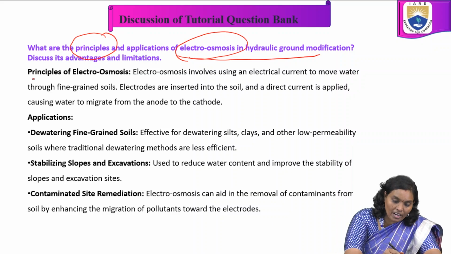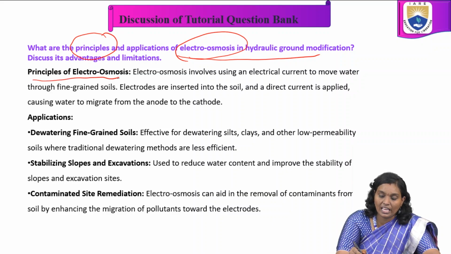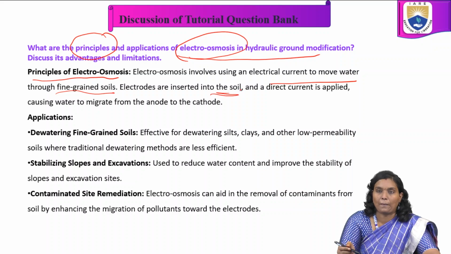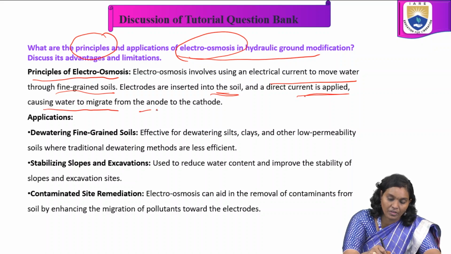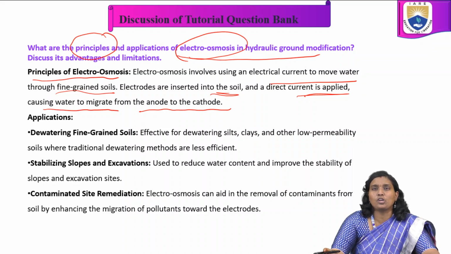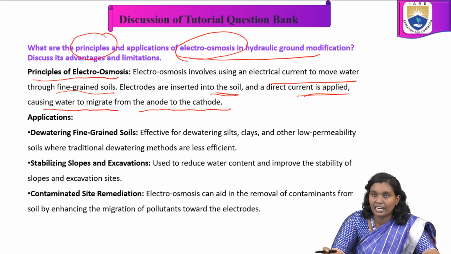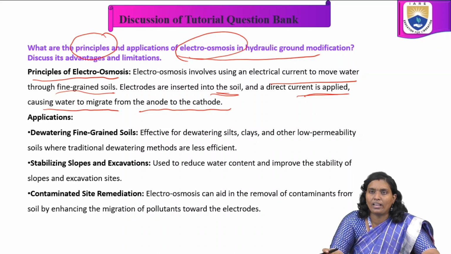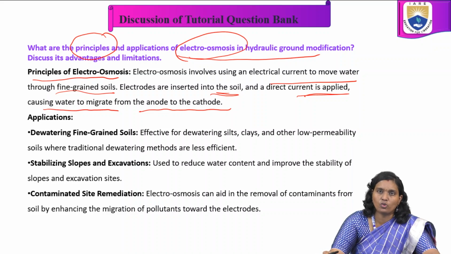The principle of electro-osmosis involves using an electrical current to move water through fine-grained soils. Electrodes are inserted into the soil and a direct current is applied, causing water to migrate from the anode to the cathode. So this principle is involved in electro-osmosis.